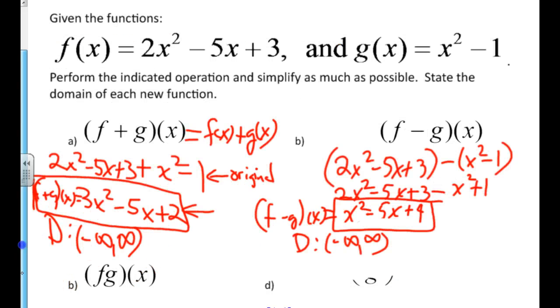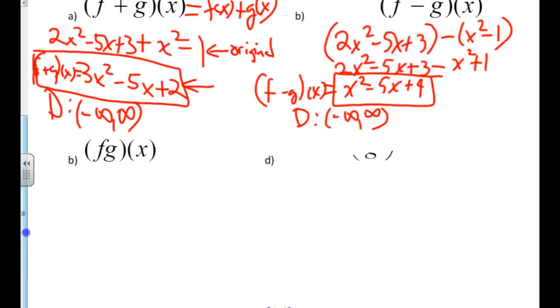All right, let's take a look at the next example. I've got f times g of x, right? To do f times g of x, I'm going to take the f equation, which again was 2x squared minus 5x plus 3, and I'm going to multiply that by the g equation, x squared minus 1. So it's what you guys like to call FOIL. Or in this case, since there's 3 terms in the first parentheses, it's not quite FOIL.